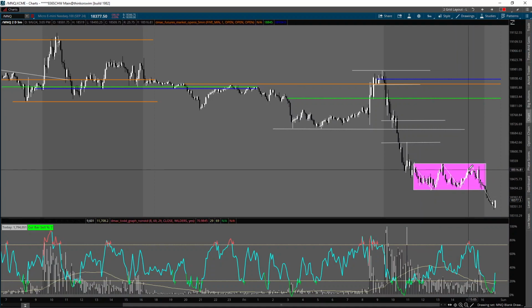Okay, and here's that candle. Here's the candle that came back up and failed. This is also a very strong signal that the price is just done. There's no sudden reversal to the upside on a day like this.